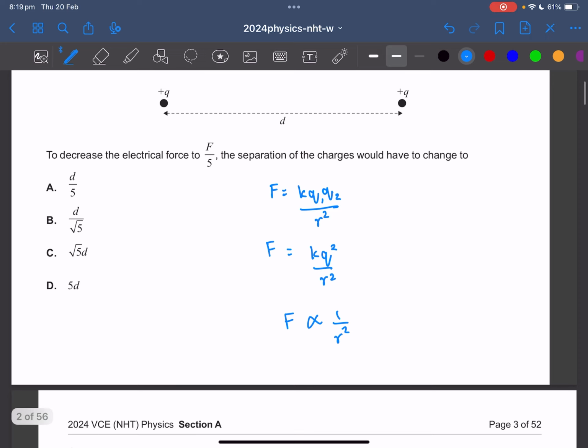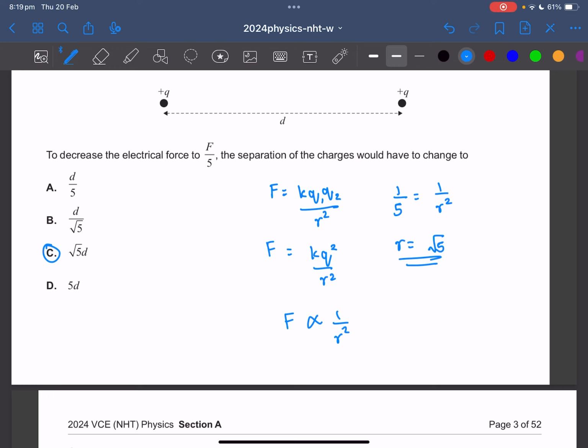Now rather than actually solving the inequality, I'm just going to substitute F as 1 on 5. So 1 on 5 is equal to 1 on r squared, because it's F on 5. We want the force to be 1/5. Now we just solve for r. So r is equal to the square root of 5. Hence, our answer will be C for this one.